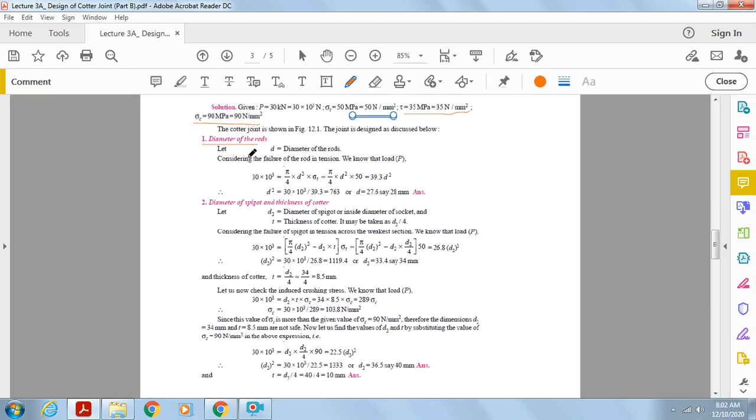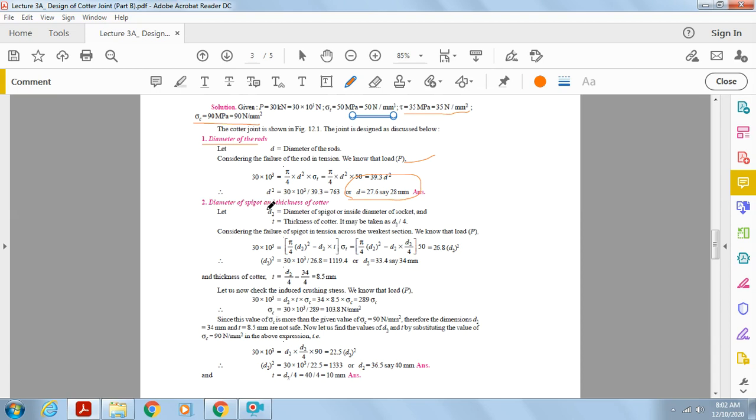As we know, D is the diameter of the rod. Considering the failure of the rod in tension, P, the applied load, is equal to pi by 4 d square into sigma T. If we put the sigma T value, that is 50, we get the value of the diameter of the rod as 28 millimeter.